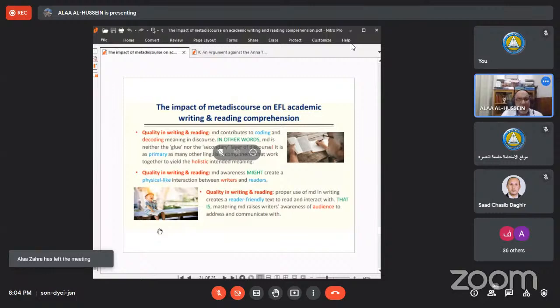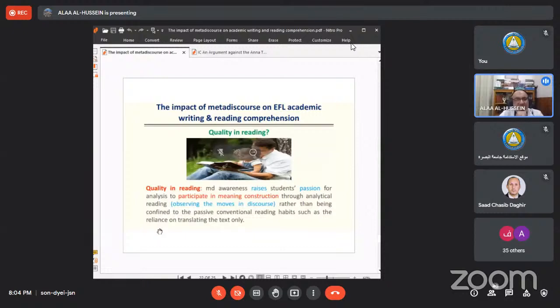The reader feels that he's interacting with his writer, interacting with the message and interacting with the writer. And this helps reader comprehension. This helps decoding the messages and interacting with the message and the writer.